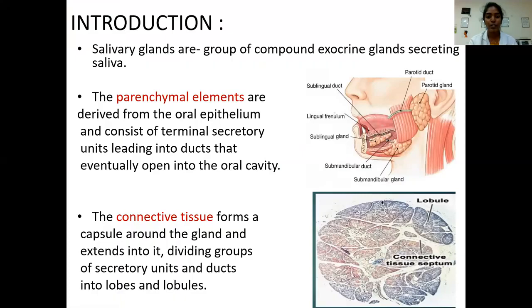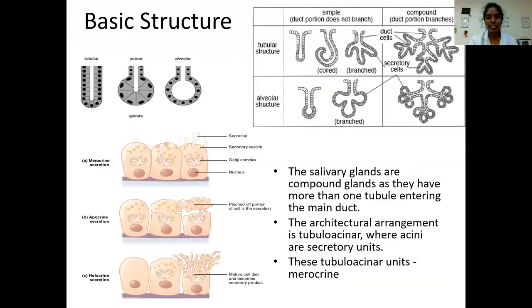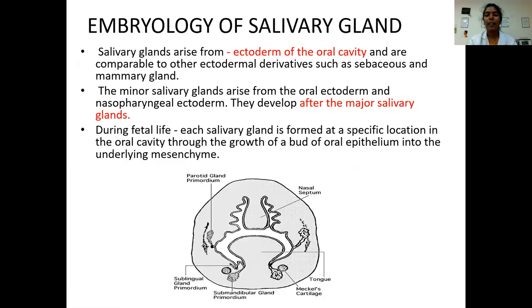The connective tissue forms a capsule around the gland and extends into dividing groups of secretory units and ducts into lobes and lobules. The basic structure of the salivary gland are compound glands as they have more than one tubule entering the main duct. The architectural arrangement is tubular acinar, where acinar are secretory units. The tubular acinar units are merocrine.